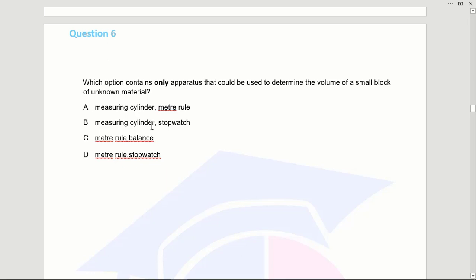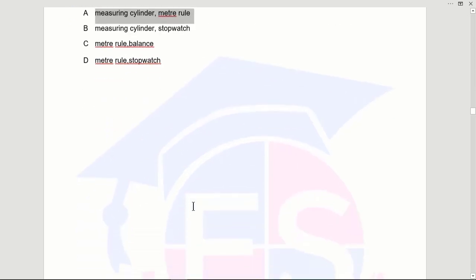For the measuring cylinder, okay, that can be fine, but a stopwatch you don't need to find the volume. Got it? A meter rule you can use, okay, it can be used, but a balance you don't need for the volume unless the density is given. And the same meter rule and stopwatch, no. So the answer can be A. Move to the next question.